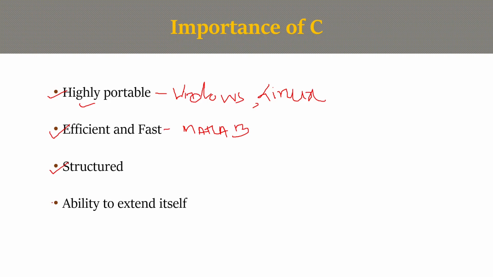Then lastly, we have the ability to extend itself. So basically C as a middle level language combines both the features of high and low level languages. It can be used for low level programming such as scripting for drivers and kernels, and it also supports the functions of high level programming such as scripting for software applications. So this is all for the importance of C.